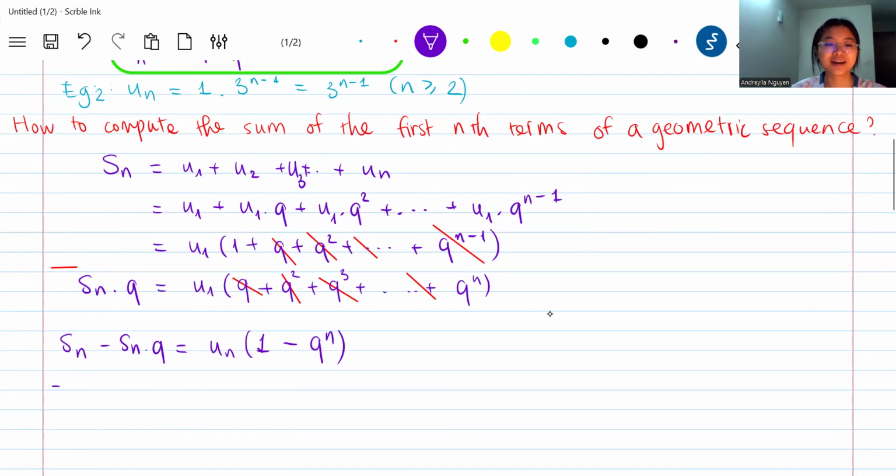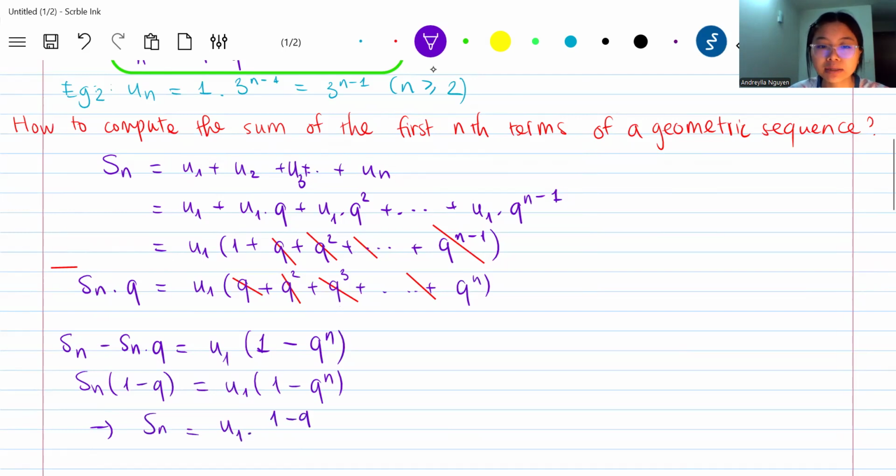And I make some small changes here. That means I get Sn times (1 minus q) equals u1, sorry, u1 times (1 minus q to the power of n). Then finally I get my formula: Sn equals u1 times (1 minus q to the power of n) over (1 minus q). And definitely q is different from 1.